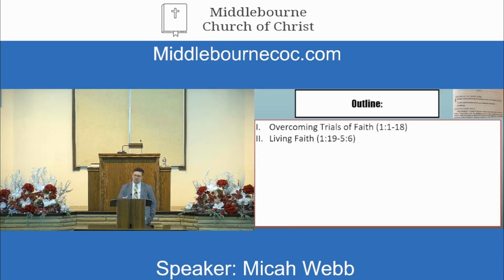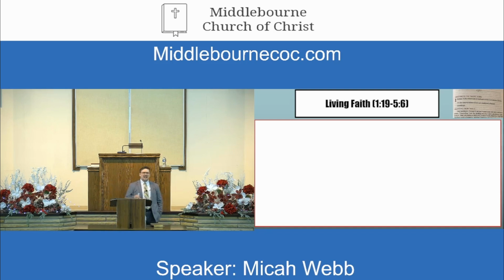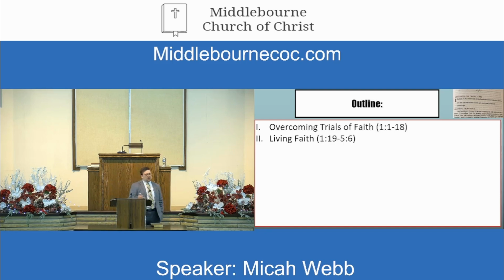The book of James divides down into 3 sections. As we outline the book, the first is overcoming trials of faith. That's chapter 1 through 18. Then the majority of the book is about living faith. That is how it looks in our everyday walk of life. That's 1:19 through 5:6. Really, I could run it through the end of chapter 4. I'm going to get to chapter 5, 1-6 in a minute. I don't know what category to fit it under. I'll explain why in a minute.